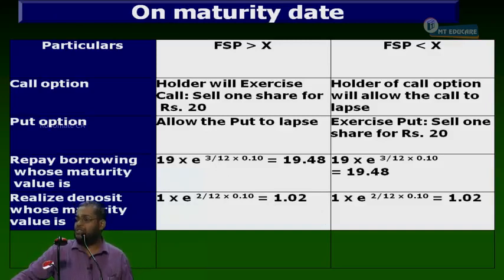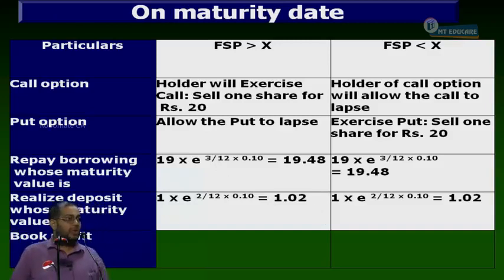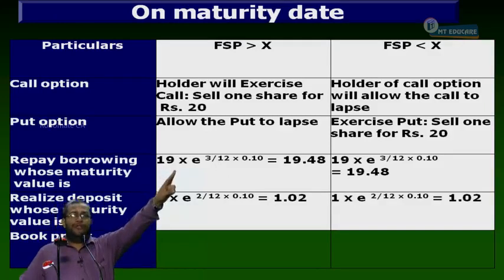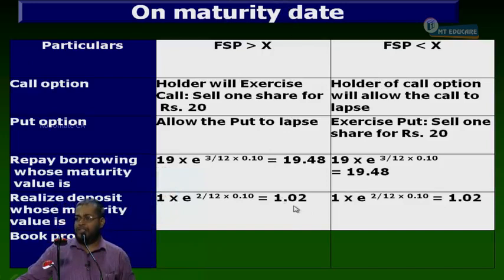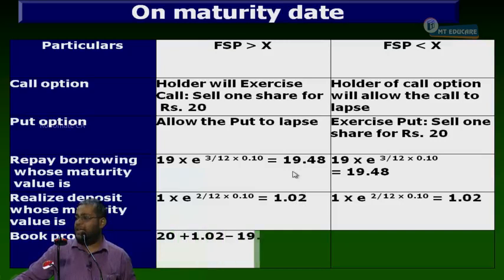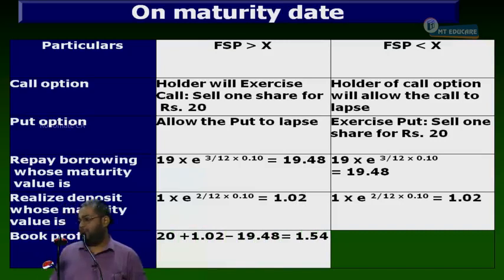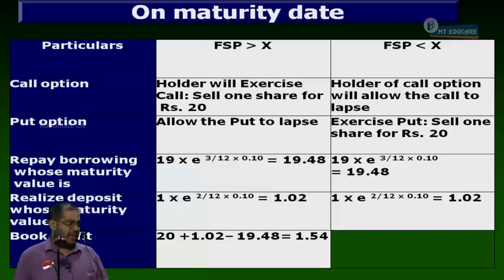Now, last, book profit. I have 2 inflows and 1 outflow. Can you name the 2 inflows? 20 rupees share selling, 1.02 dividend receiving, minus what? 19.48 loan repayment. It is 20 plus 1.02 minus 19.48. 20 plus 1.02 minus 19.48 is equal to how much? 1.54.